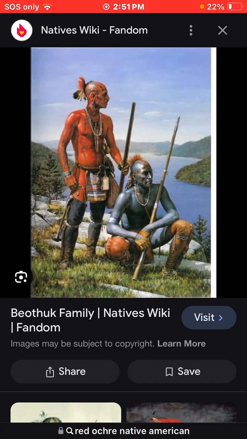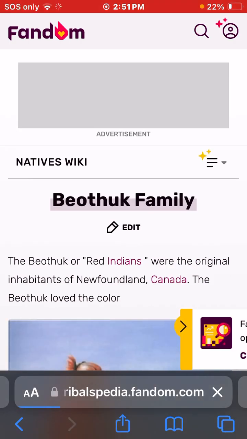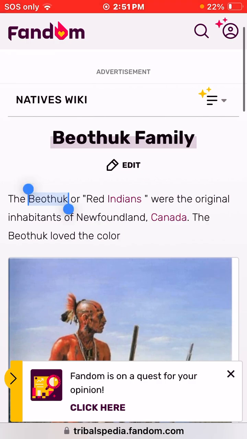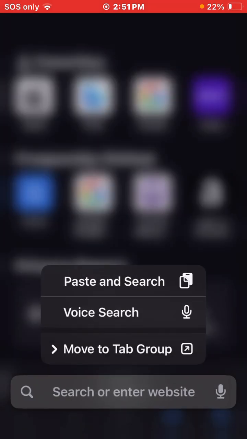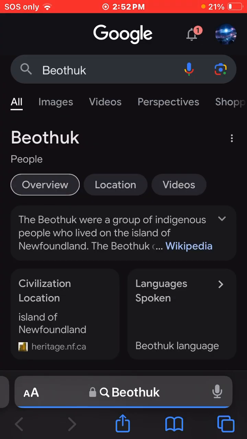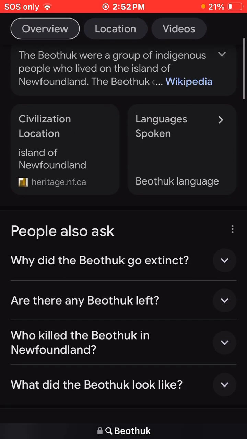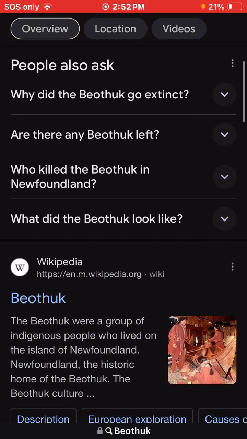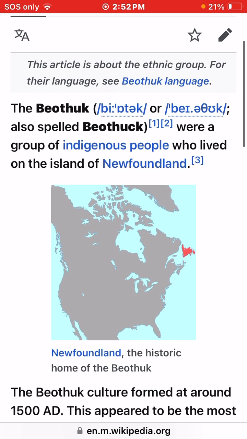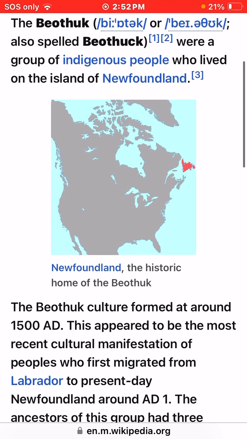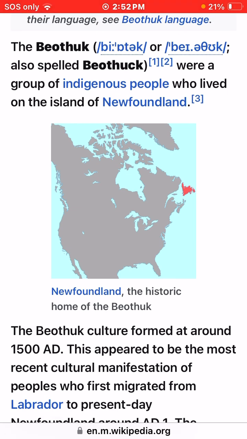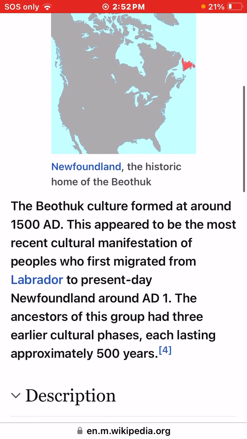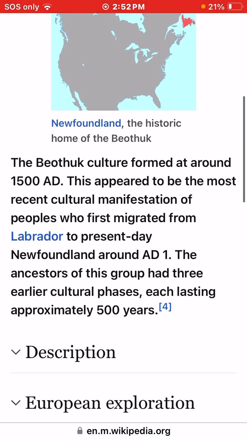And it comes from the Beothuk family. It says the Beothuk or Red Indians. Now let's see what that term Beothuk means, which is another tribe. It says a group of indigenous people who lived on the island of Newfoundland. Right here, let's get more examples. And they were located more on the far east of New York, between New York and Canada. It says the Beothuk culture formed at around 15 AD.